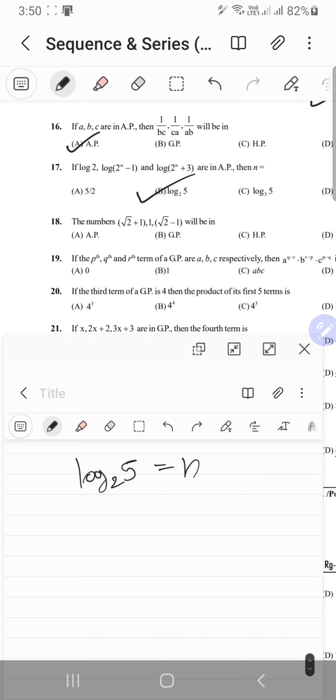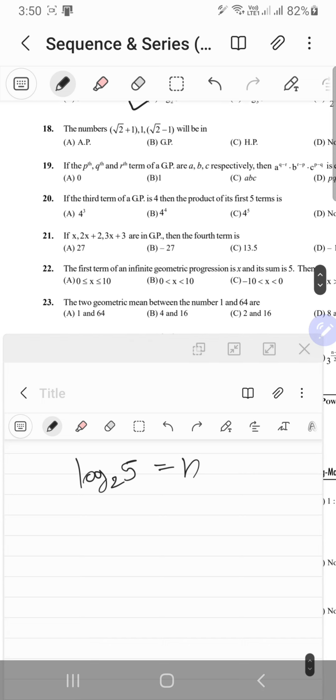Okay, these numbers are very classic, it's just in GP, because square root 2 plus 1 and square root 2 minus 1 multiply to 1, right? So these are reciprocals, and this is 1. These are of course in GP, because b squared equals AC.